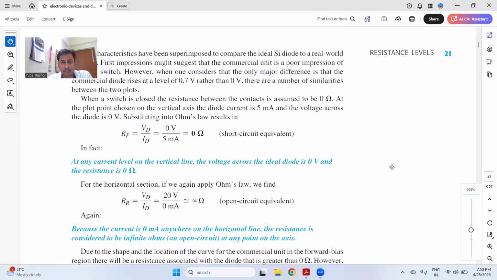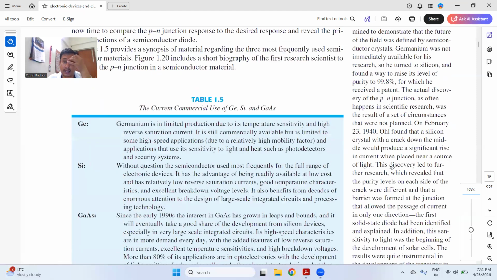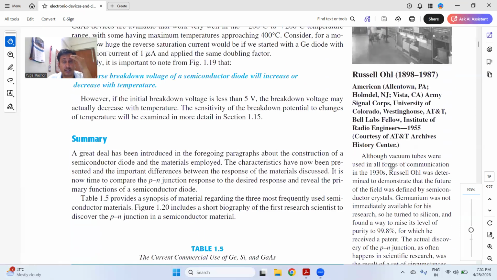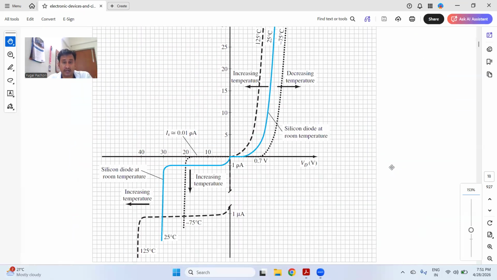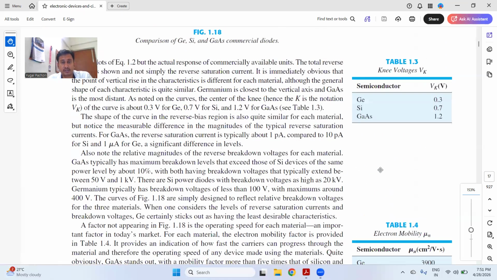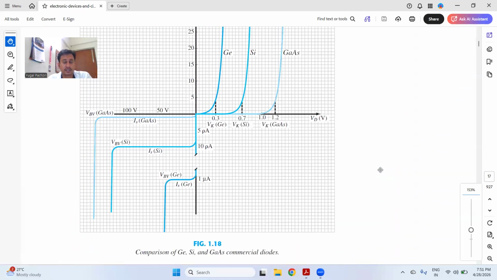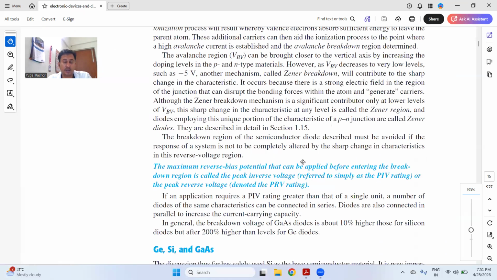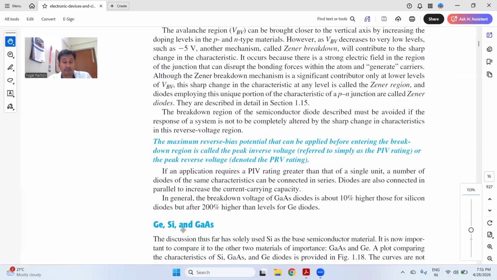Let's summarize today's video. We have discussed the ideal diode. We have discussed the breakdown condition. We have discussed the effect of temperature, and we have discussed the two types of breakdown mechanism, that is avalanche breakdown and Zener breakdown. We also discussed that we can use germanium, silicon, gallium arsenide for the application of the semiconductor diode.